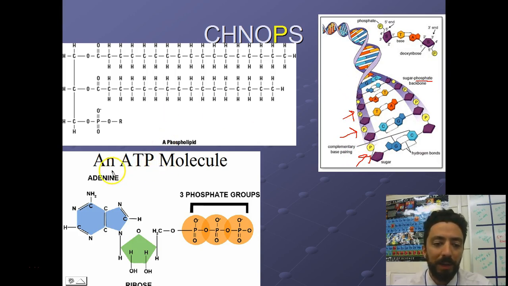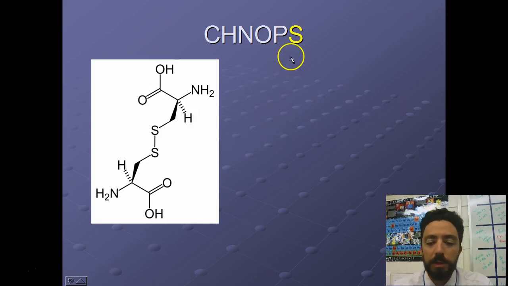It's also critical in ATP, right? Triphosphate. There are 3 phosphate groups attached to an ATP molecule. ATP is where we get all our cellular energy from. They're also found in the phospholipids. So these kind of make our cell walls and keep things we don't want in our cells out of our cells. The last part here is sulfur.